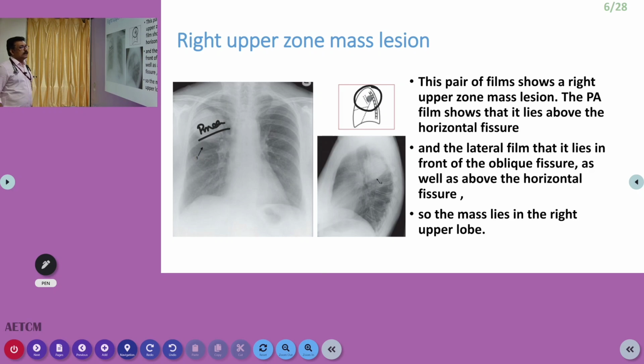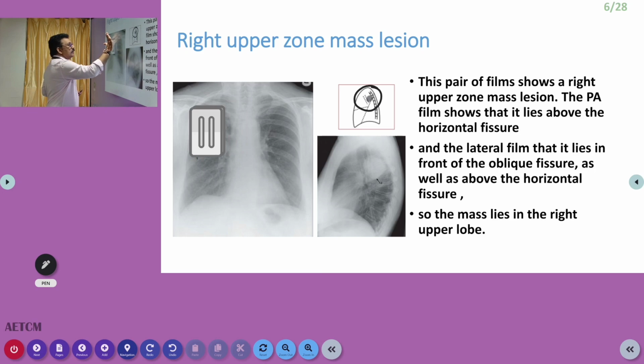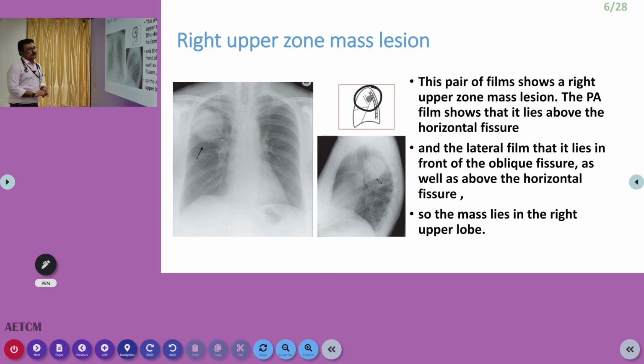Suppose somebody is having a chronic smoking history, is having weight loss for the last 6-7 months, and he comes with this type of X-ray, you cannot tell this is pneumonia. You can tell this is possibly malignancy. But if the patient comes in the last 3 days, having severe cough, breathlessness, then this lesion can be pneumonia. So like that we have to tell.